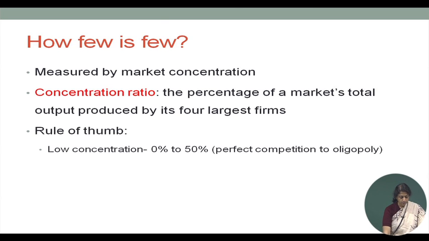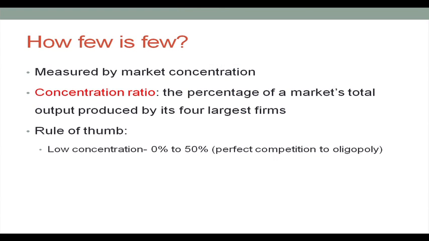Now, the rule of thumb is low concentration implies a concentration ratio of 0% to 50%, which happens in the case of, say, perfect competition to oligopoly, this could be applicable. 0% or close to 0% would be perfect competition, and at 50% it could be an oligopoly also, where the 50% is maybe shared by 2 or 3 firms and the rest 50% is produced by a whole lot of other firms. So, that could also be an oligopoly.